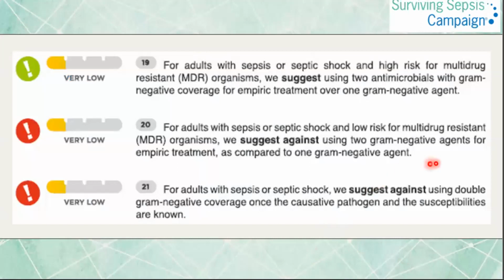For adults with sepsis or septic shock and high risk of multi-drug resistant organisms, we suggest using 2 antimicrobials with gram-negative coverage for empiric treatment over 1 gram-negative agent. For adults with sepsis or septic shock and low risk of multi-drug resistant organisms, we suggest against using 2 gram-negative agents for empiric treatment as compared to 1 gram-negative agent. For adults with sepsis or septic shock, we suggest against using double gram-negative coverage once the causative pathogen and susceptibilities are known.